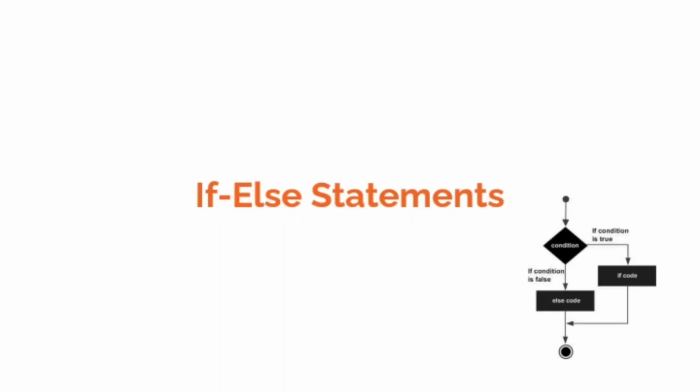So, what is an if-else statement? An if-else statement allows your program to make decisions based on conditions. The if part checks a condition, and if it's true, the code inside the if block runs. If the condition is false, the code inside the else block executes. This helps our programs react differently depending on different inputs.